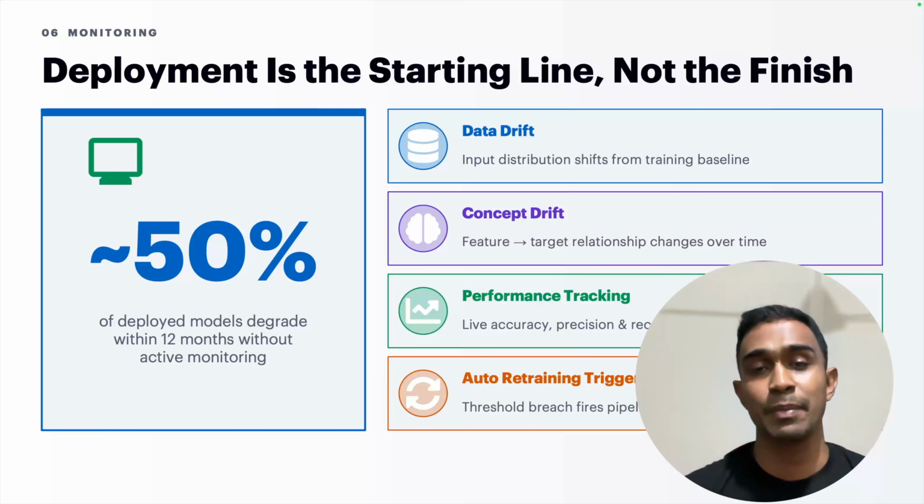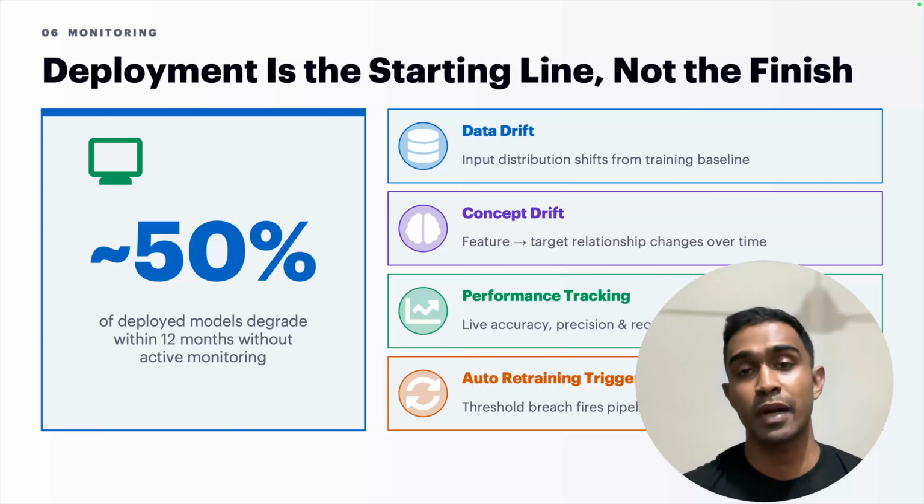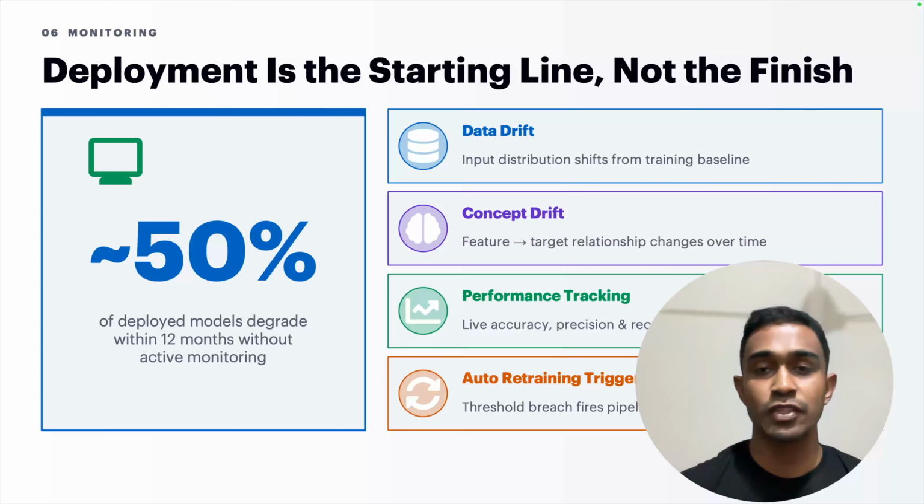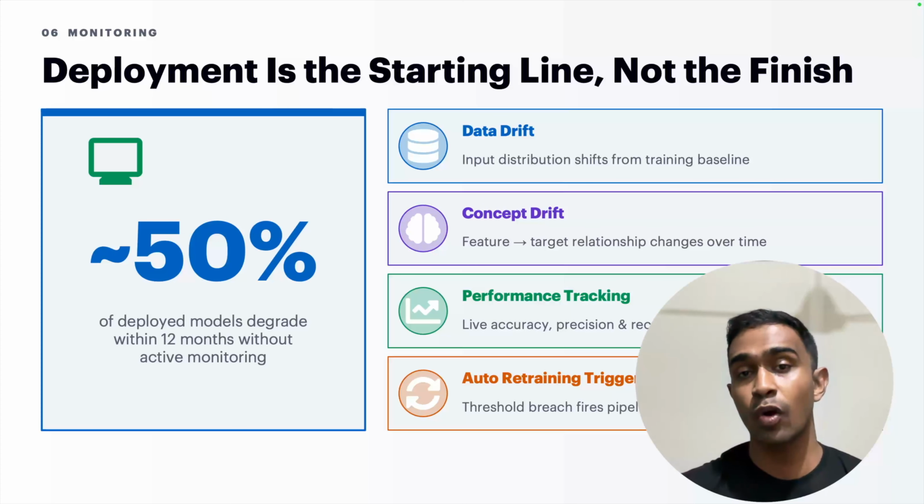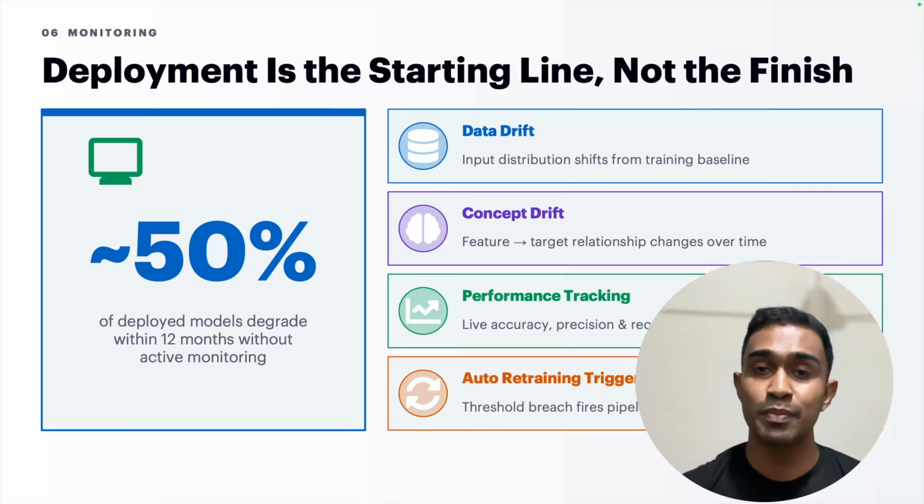So this is what separates a quick prototype from a production-grade system. A mature machine learning system doesn't just run, it adapts, it evolves, and that ongoing optimization is what keeps your business value growing over time.